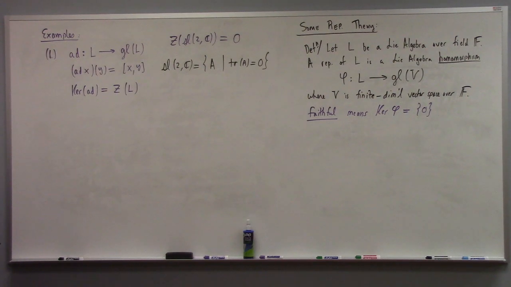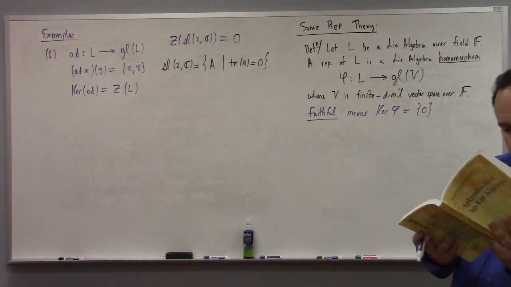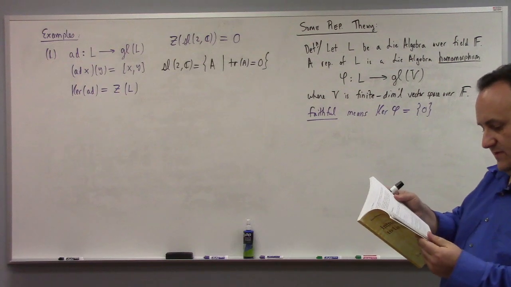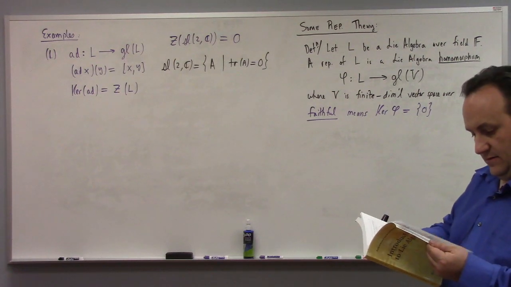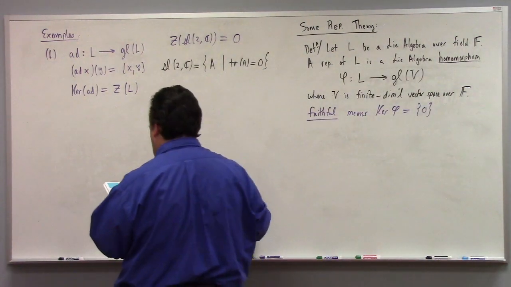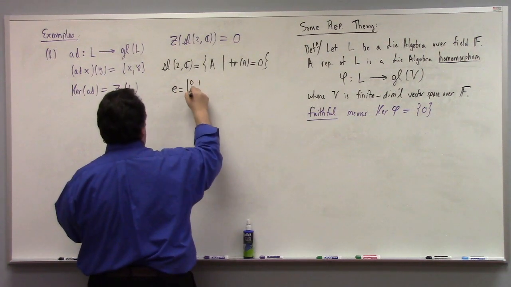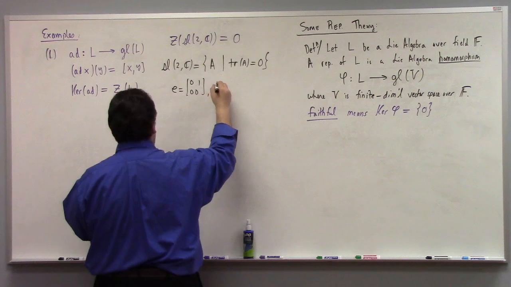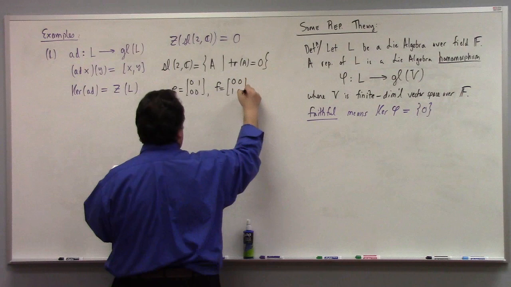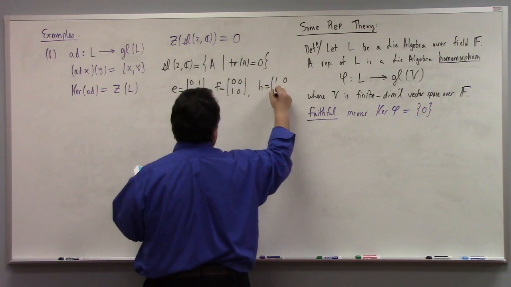I think he has the notation here. Let me steal it. Where was it? The basis, exercise 1.12. I got to look back. 1.12 is where he, there it is. That's what I've been looking for. E is equal to 0, 1, 0, 0. F is equal to 0, 0, 1, 0. And H is 1, 0, 0, minus 1.